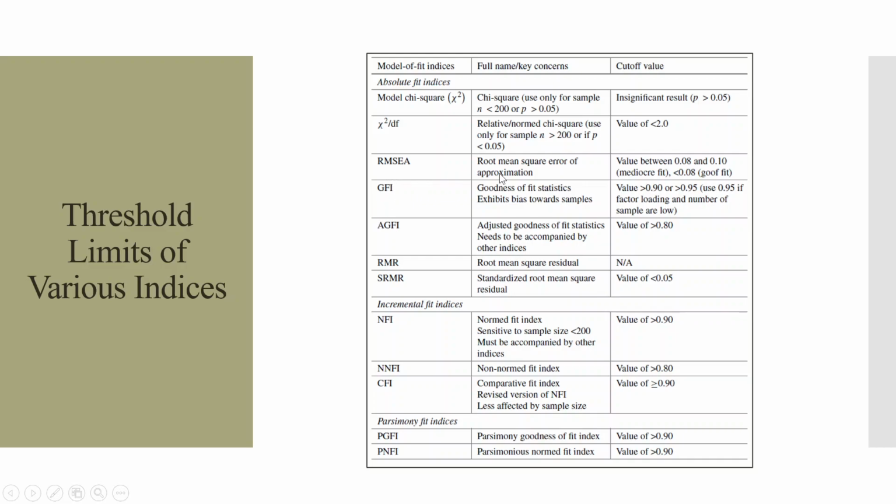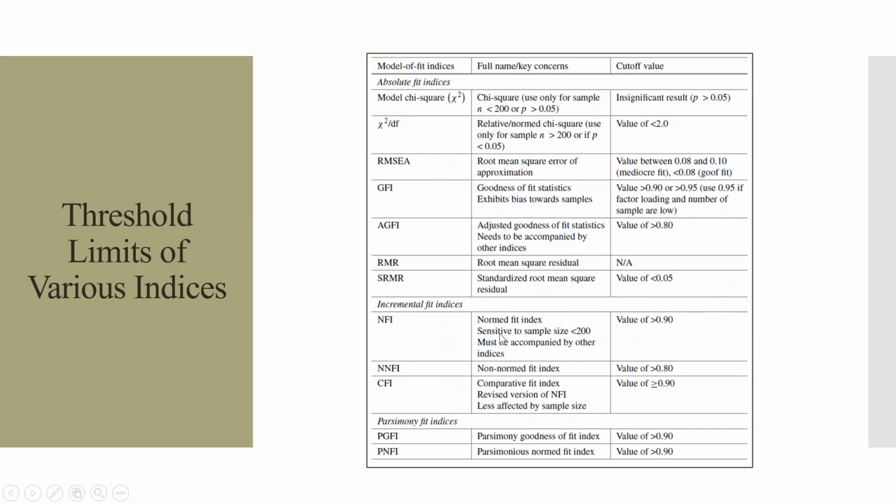RMSEA, which is root mean square error of approximation, its value should be less than 0.08. It can fluctuate, and we can tolerate up to 0.10 also. GFI, goodness of fit statistics, its value should be greater than 0.90 or 0.95. AGFI, adjusted goodness of fit statistics, its value should be more than 0.80. RMR, root mean square residual, no thresholds. SRMR, that is standardized root mean square residual, its value should be less than 0.05. So these are all absolute fit indices.